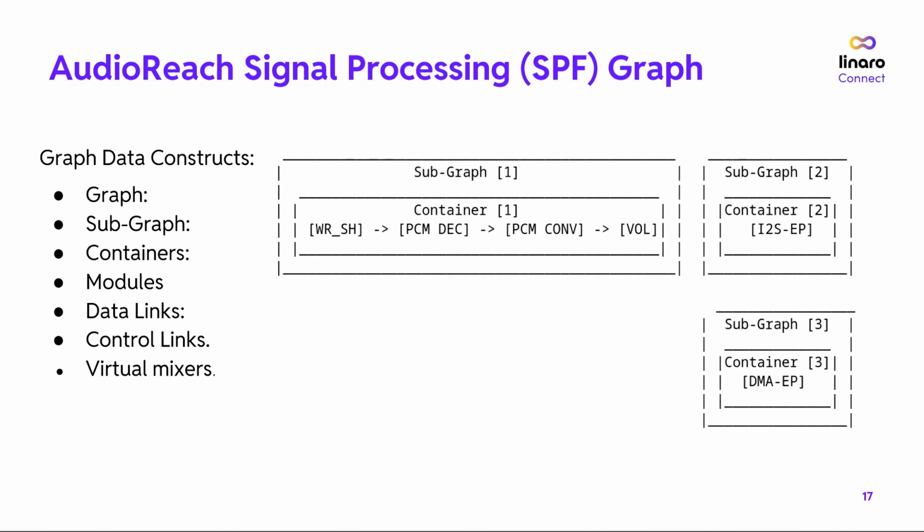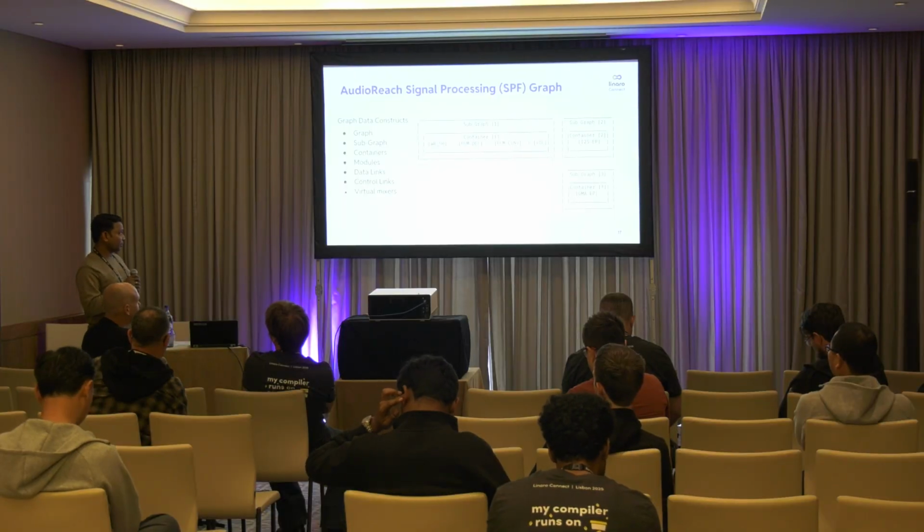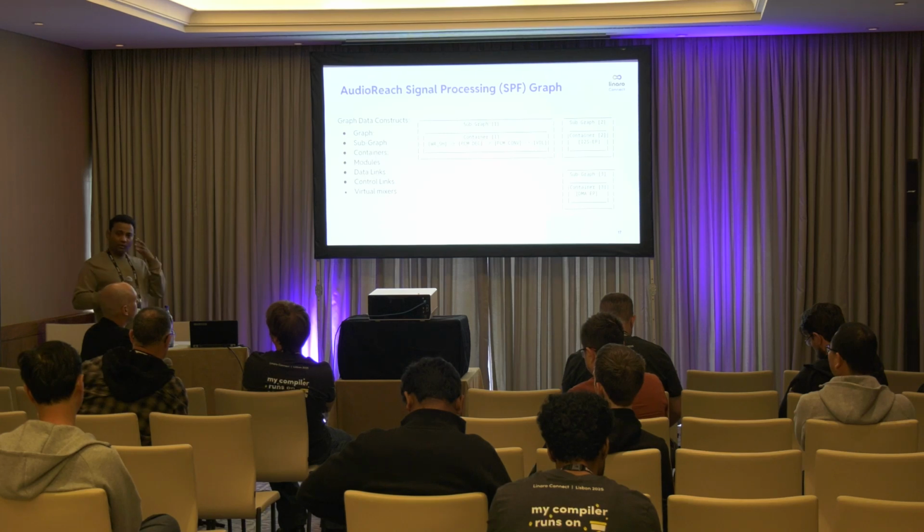One subgraph, one container? Or is it one-to-one, or can you have several? So you could have n number of containers in a subgraph. Subgraph is a bigger construct, and you could have n containers in the subgraph, and each container can have n modules.